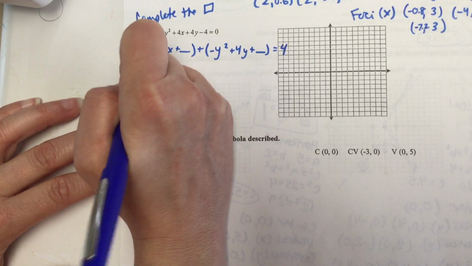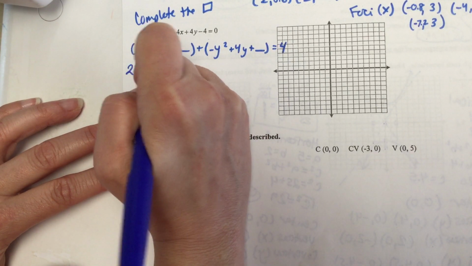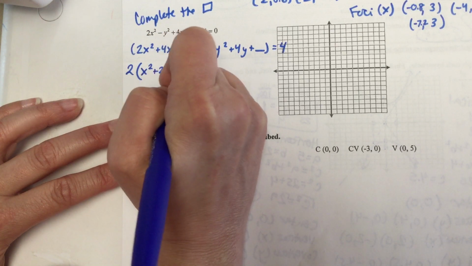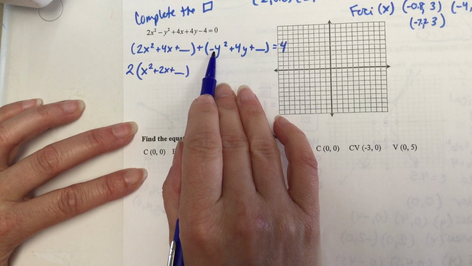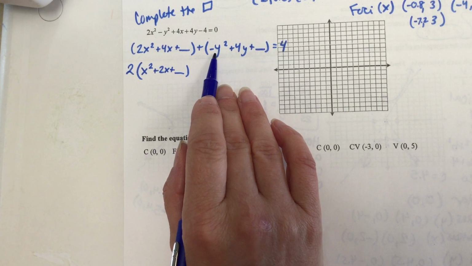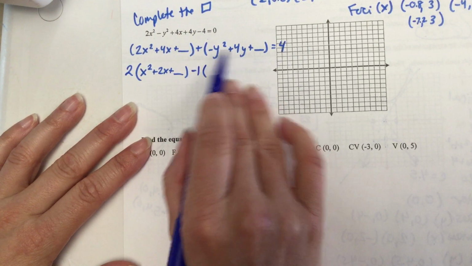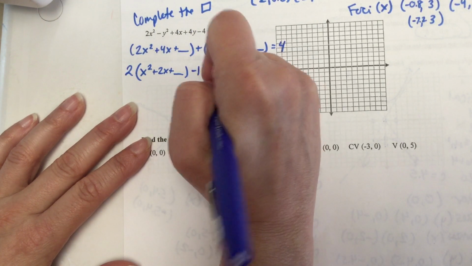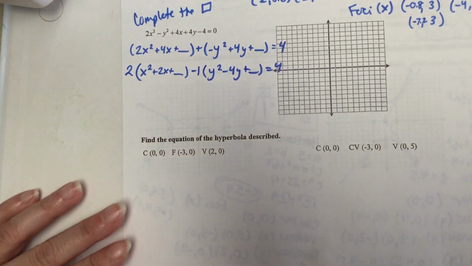So in the first group, I need to divide a 2 out of both of those terms, leaving me with x squared plus 2x plus, we don't know yet. Same thing here. You cannot complete the square unless this is a positive 1. In order to get rid of a -1, I need to take out a -1. But you have to divide that out of everything that's in the parentheses. So the signs for both of those terms would change.